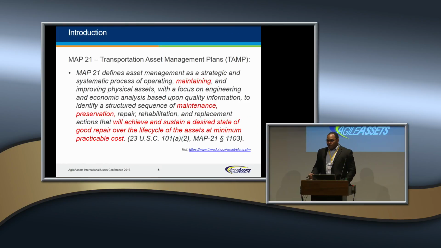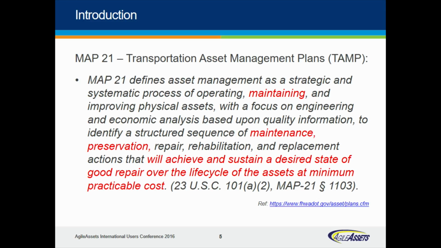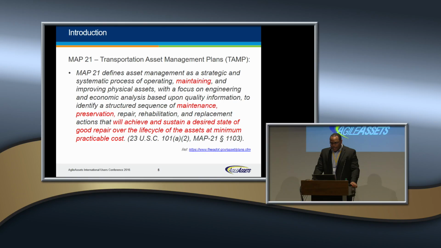Okay, so why are we doing a lot of planning? Of course, there are federal requirements for maintenance planning, one of these being MAP 21. The way asset management is defined not only looks at the operation of your assets, but also the maintenance of these and how these can be improved.